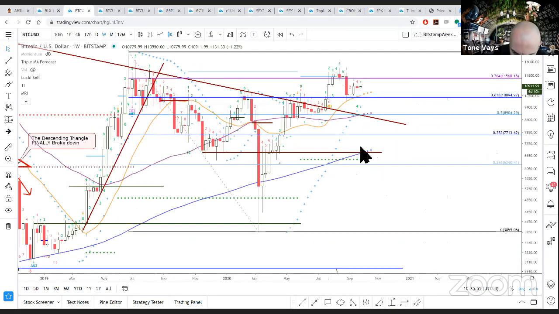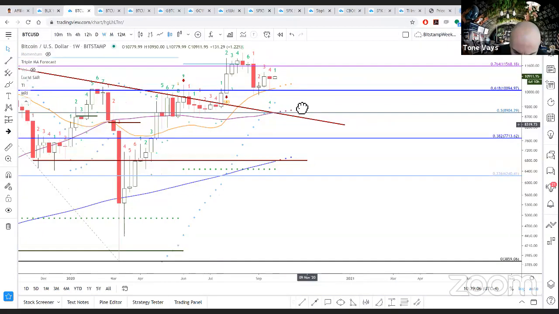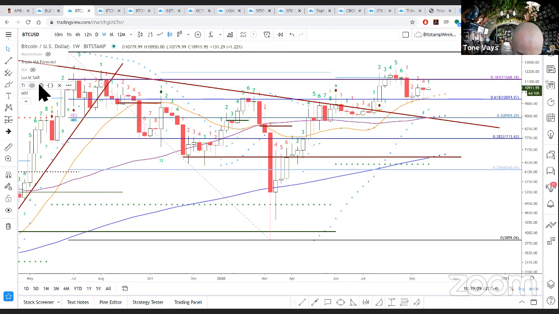Put that on the left. Weekly chart. Weekly is the current active chart. Let me turn off the TI.